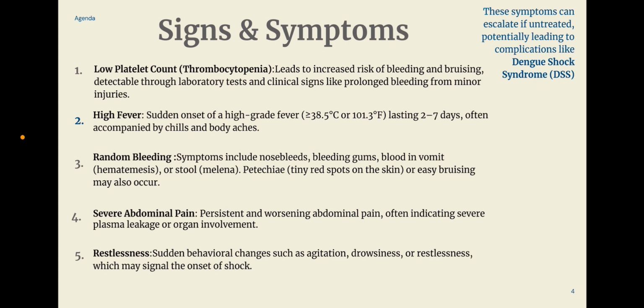Severe abdominal pain: persistent or worsening abdominal pain, often indicating severe plasma leakage or organ involvement. And lastly, restlessness is the final sign and symptom. Sudden behavioral changes such as agitation, drowsiness, or restlessness, which may signal the onset of shock. These symptoms can escalate if left untreated, potentially leading to complications like dengue shock syndrome, DSS.